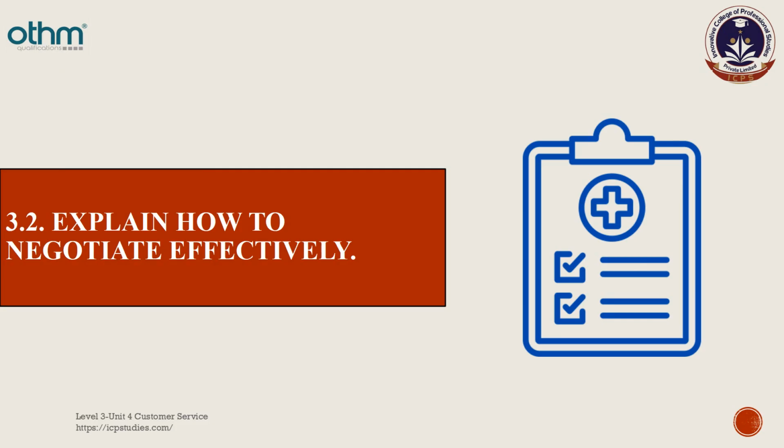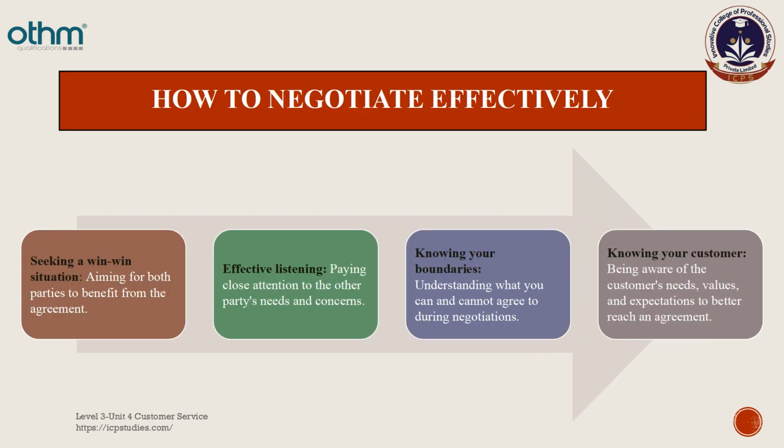Now we have the second assessment criteria, in which we explain how to negotiate effectively. So we have different ways to negotiate effectively. The first one is seeking a win-win situation. In this situation, we aim for both parties to benefit from the agreement. Then we have effective listening. In effective listening, we have to pay close attention to the needs and concerns of the other party, and listen very carefully to what they are saying and what their point is.